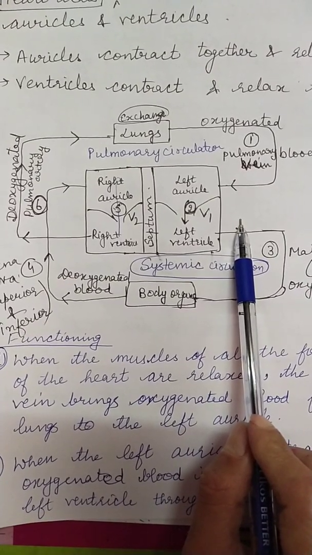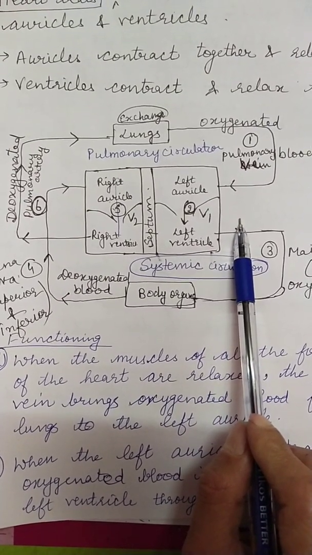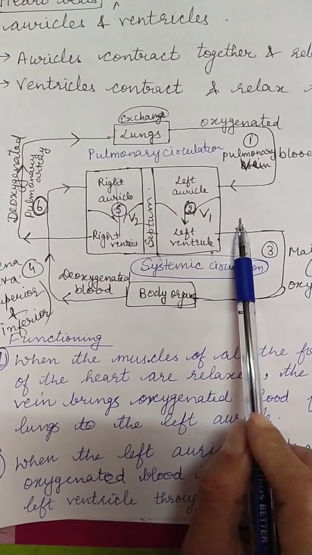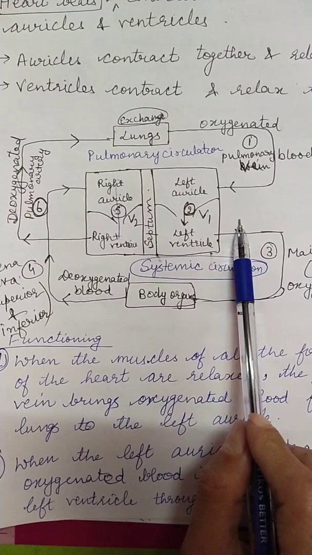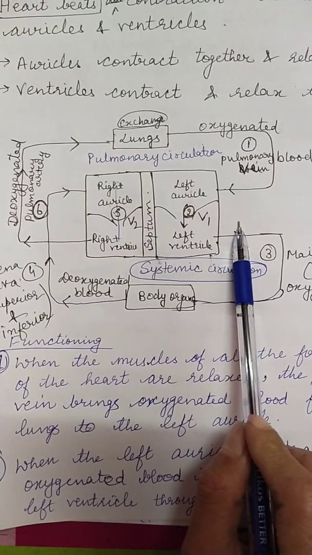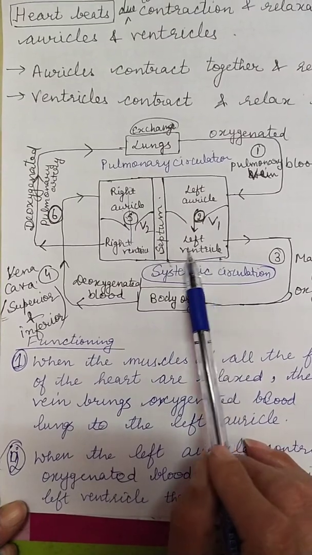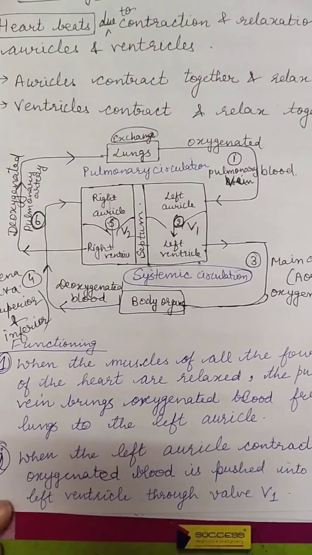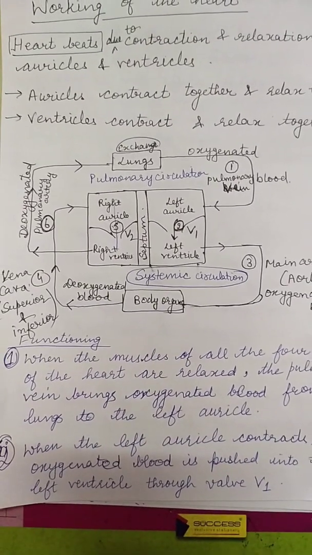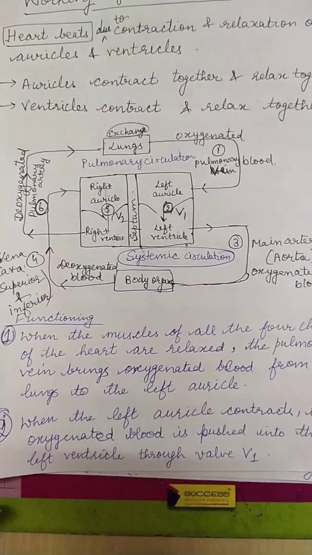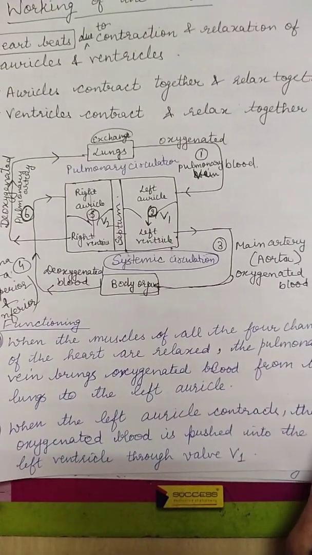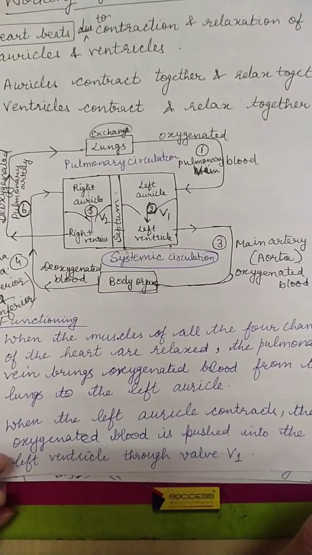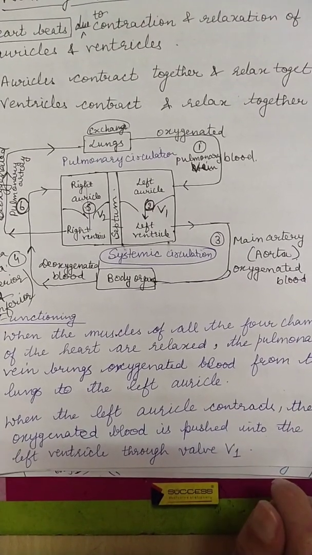One cardiac cycle takes 0.8 seconds. 0.1 second is the joint diastole, 0.4 seconds is the auricular systole, and 0.3 seconds is the ventricular systole. You need not go into detail with the timings, just understand the steps, the pathway which is followed by the blood.